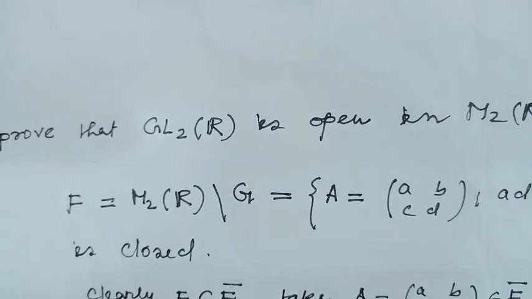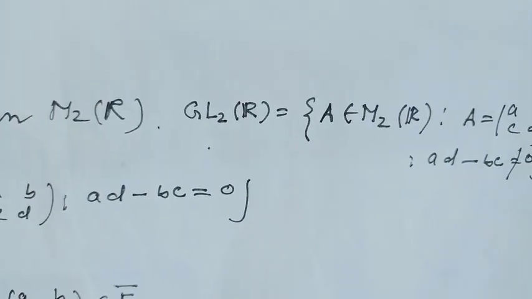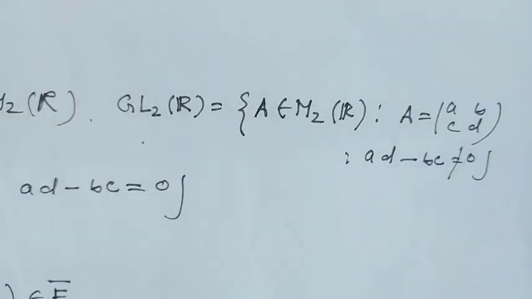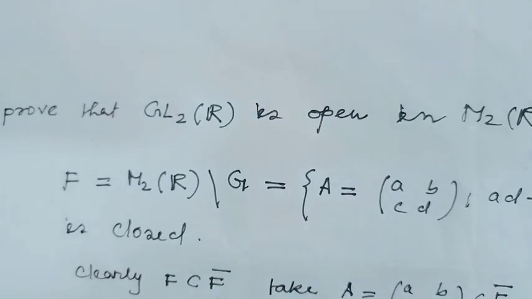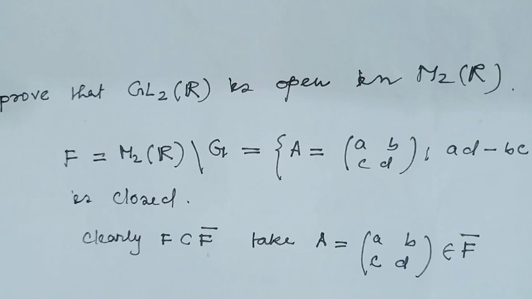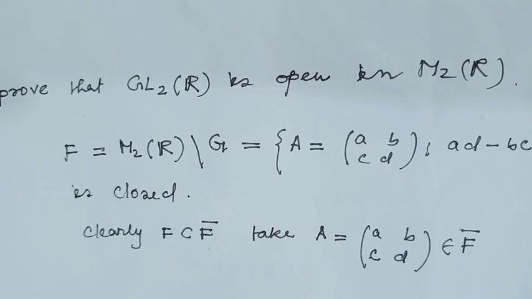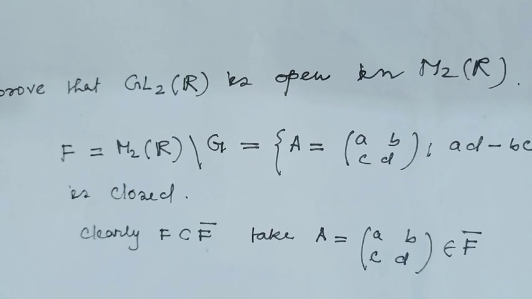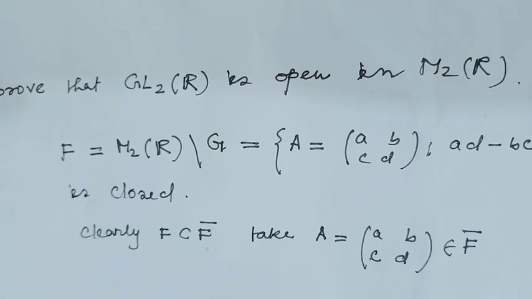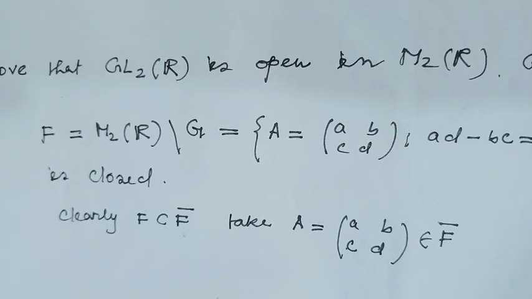Okay? Prove that GL_2(R) is open in M_2(R), where GL_2(R) is the set of all 2 cross 2 matrices whose determinant is not equal to 0. We have to prove this is open. For this, we have to prove the complement of the set is closed. Consider F equal to the complement of the set G, meaning M_2(R) minus G.